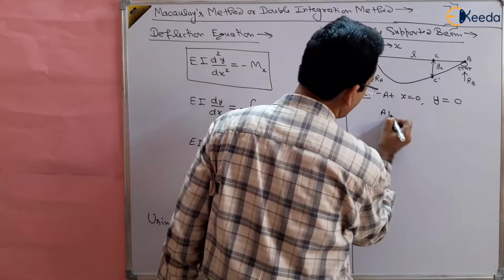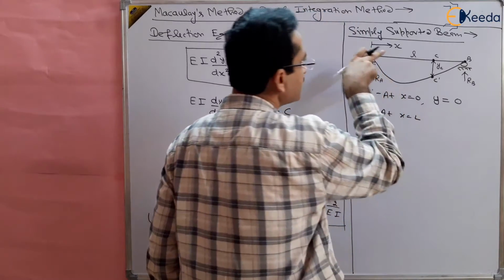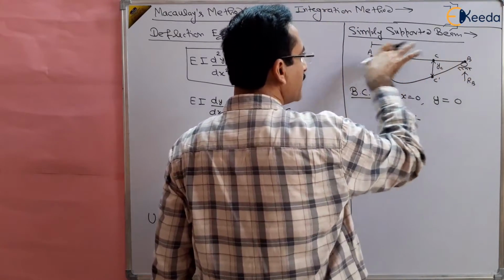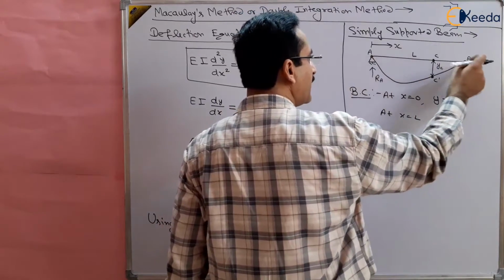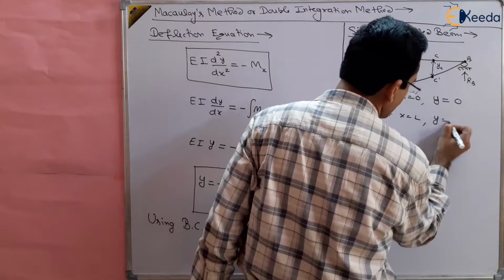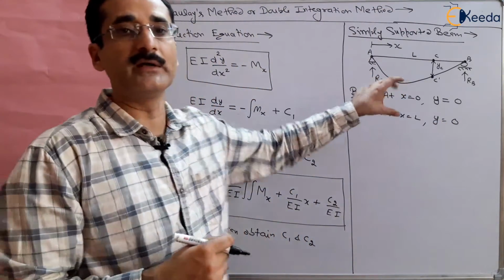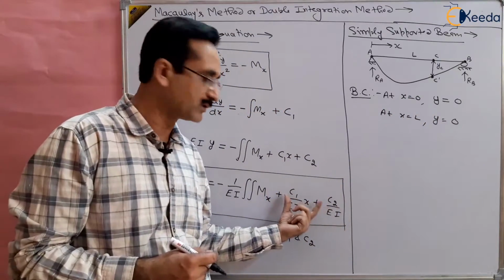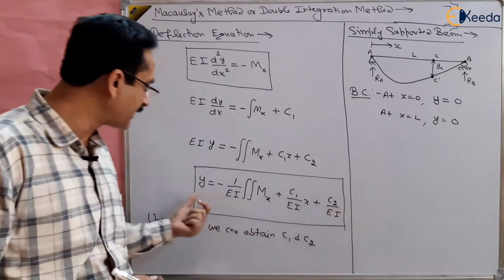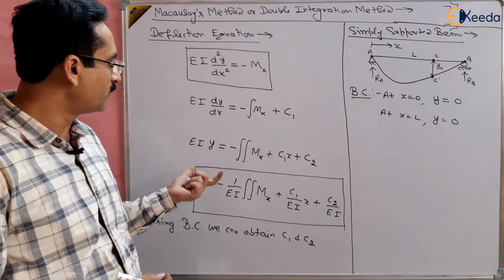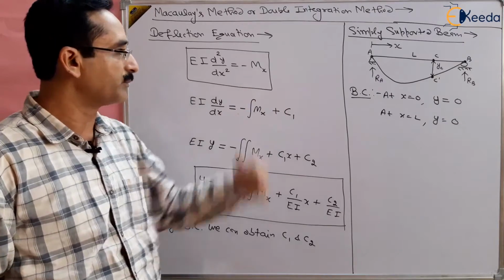So at X equal to L, because we are taking L in this direction. This is the L length of the beam, and we are taking X in this direction, so X will be L at point B. At X equal to L, which means point B, Y is again 0, right? So these are the two boundary conditions required to be solved for C1 and C2, and we will get the total deflection, right? So this is the case of a simply supported beam, right?